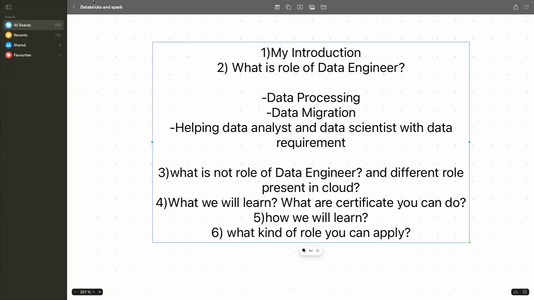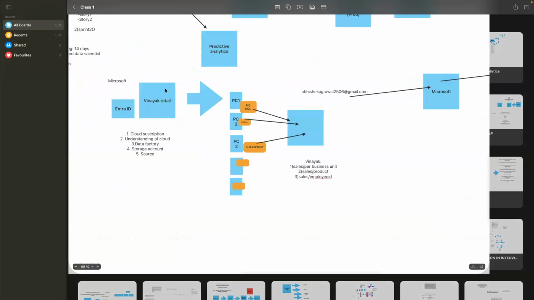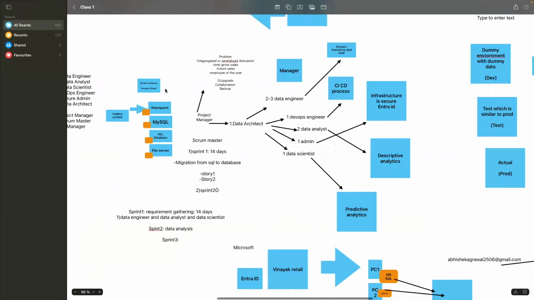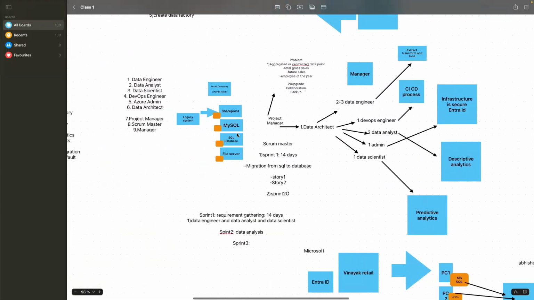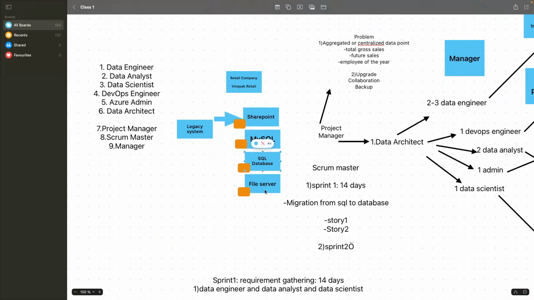Now, what are the different roles which are present? So besides data engineer, what are the different roles? Let's try to understand that. As I told you, suppose your data is present in different locations, like a MySQL server or a file server, and then you need to migrate the data to a particular cloud storage, right? So that is a requirement.